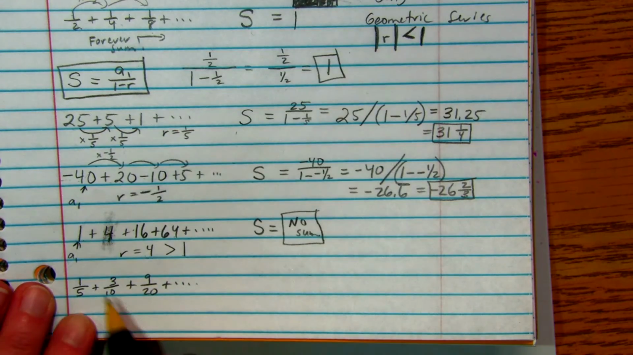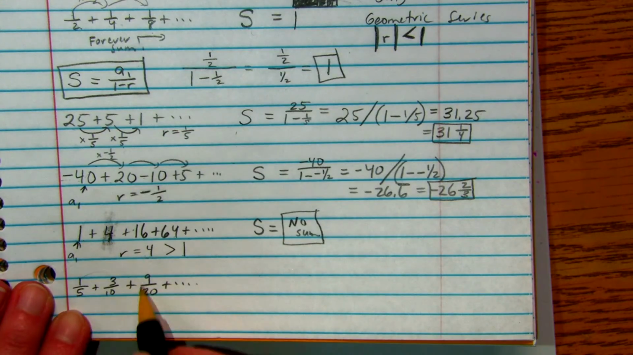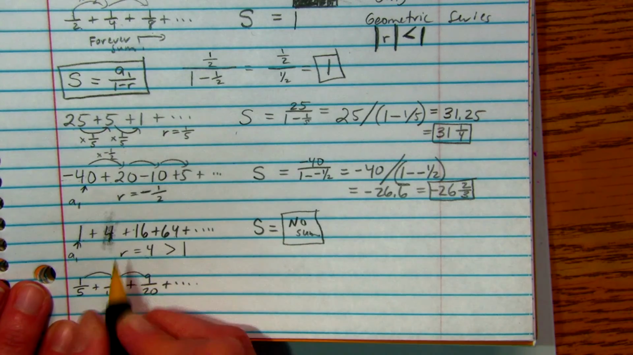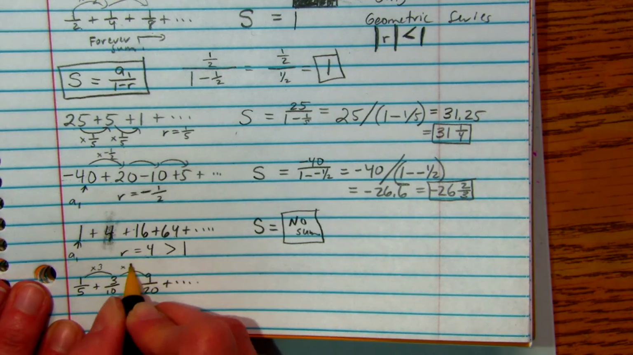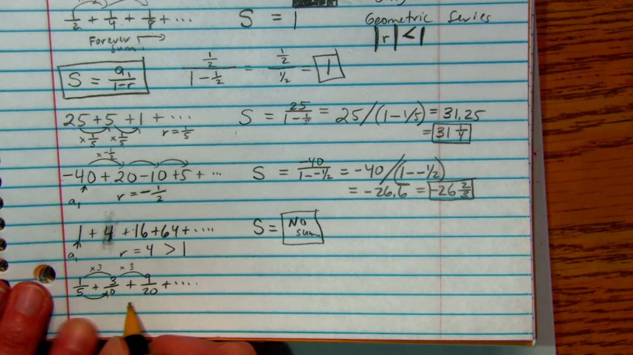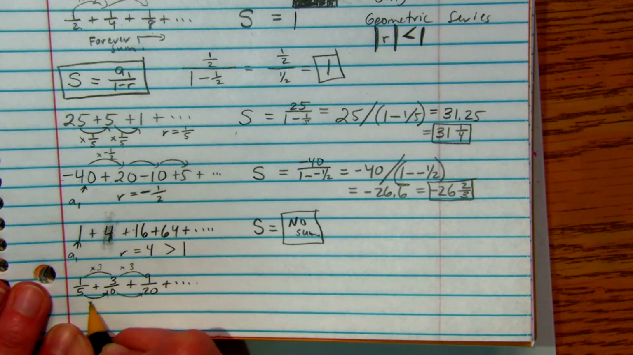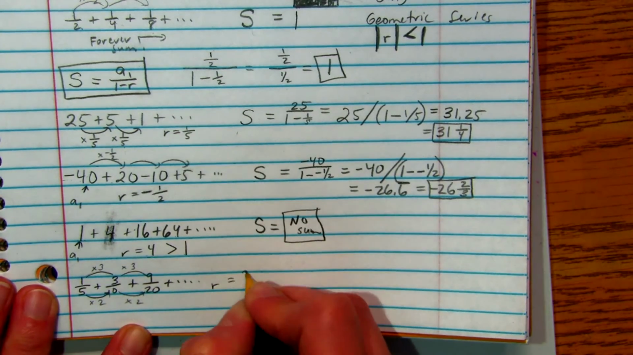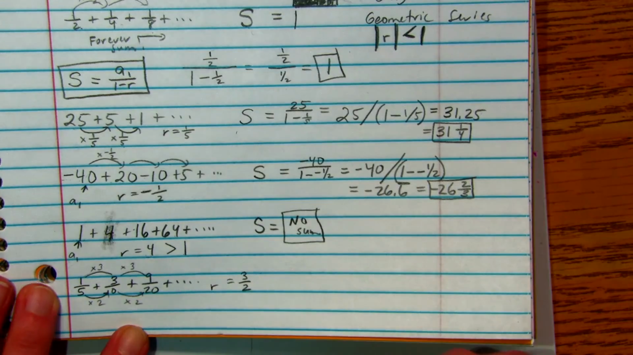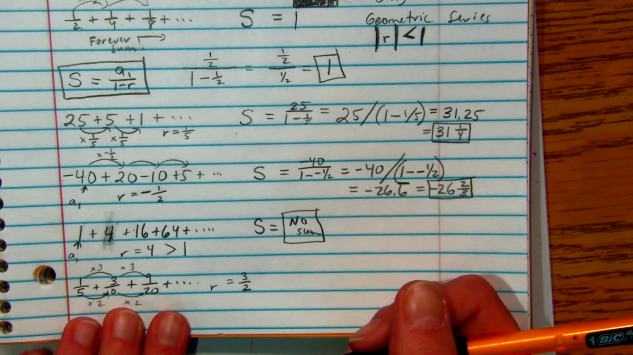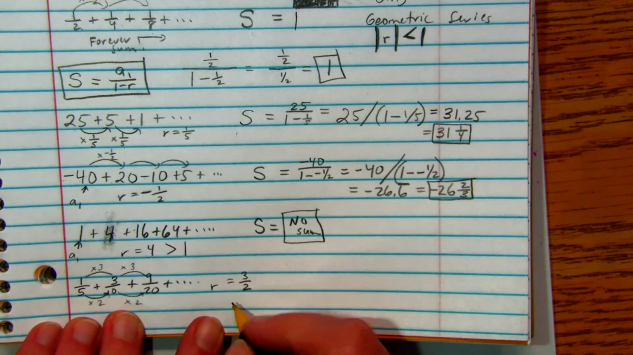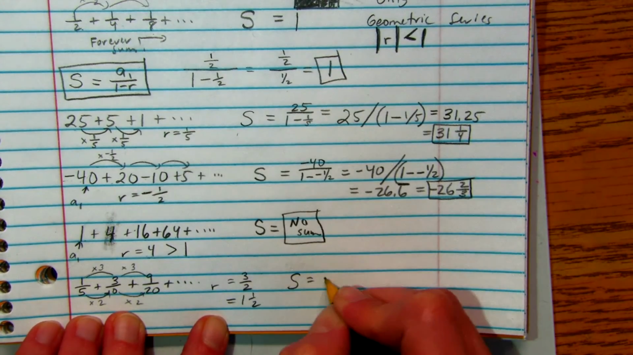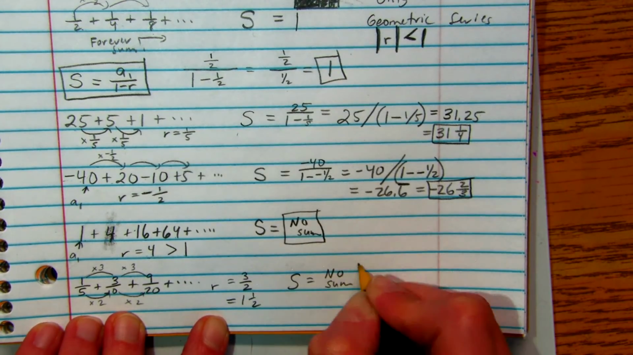So I would always start with seeing if I can figure out if the top and the bottom are being multiplied by the same numbers. The top looks like it's getting multiplied by 3. What's the bottom getting multiplied by? 2. So that means that R is 3 over 2. Ask yourself, is that bigger than 1 or smaller than 1? Bigger than 1, because that's actually 1.5. So this one would actually have no infinite sum at all.